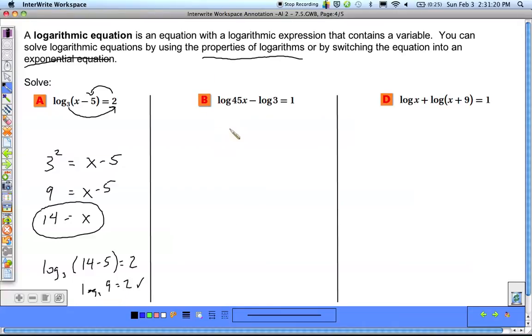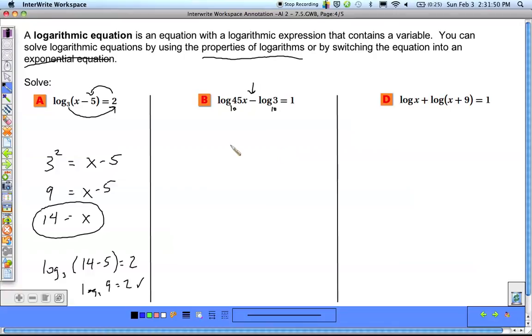We take a look at this one. We have log of 45x minus the log of 3 equals 1. We want to try to simplify this down as much as we can in terms of logarithms. Well, the first thing we see is that we have two logs. In the last section, we talked about being able to combine two logs into a single logarithm if they had the same base. Well, they both have the unwritten base of 10, and we are subtracting the two logs. When you subtract two logs that have the same base, how do we put the numbers inside the logarithms together?